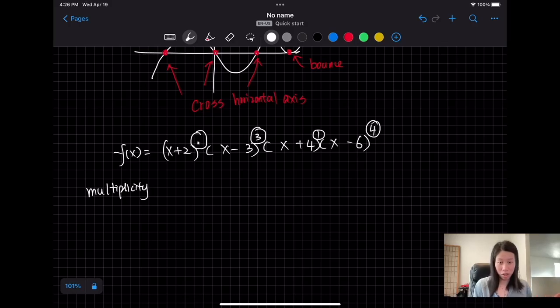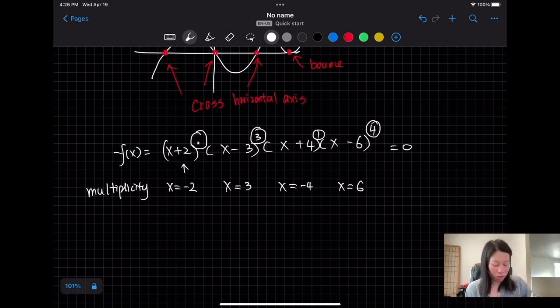of the horizontal intercept, because we know that the horizontal intercept is going to occur at each factor, right? These are the horizontal intercepts. When the function equals 0, we have x equals -2, x equals 3, x equals -4, and x equals 6. And then the multiplicity at x equals -2 is equal to 2, right? So that means you have a multiplicity of 2 at x equals -2.